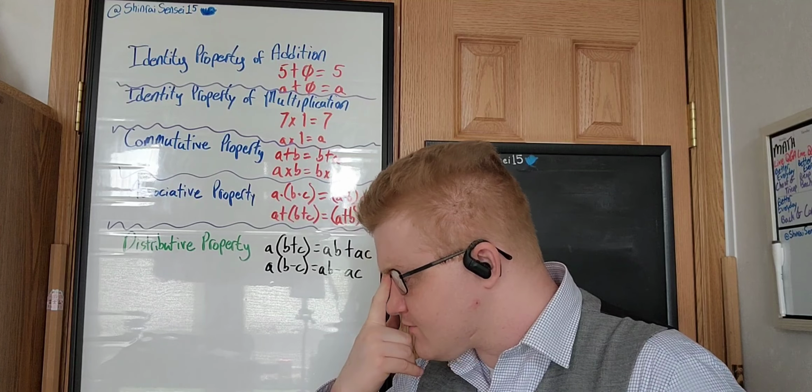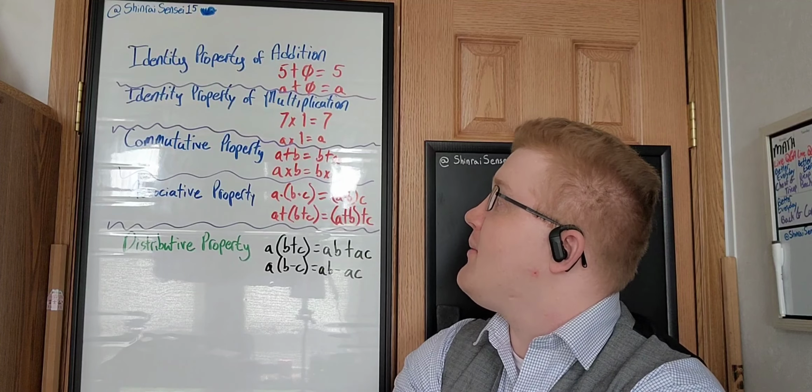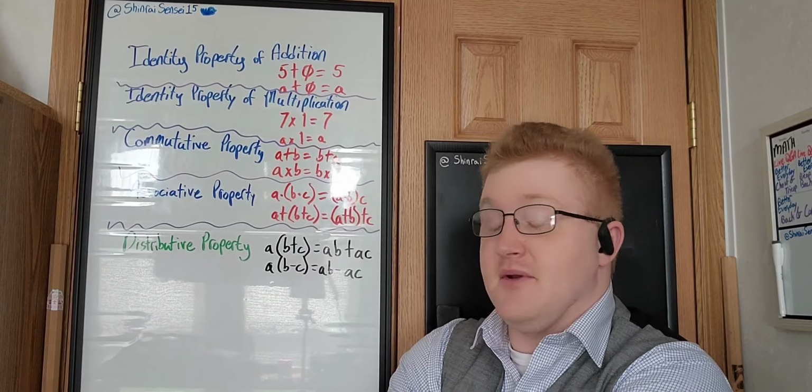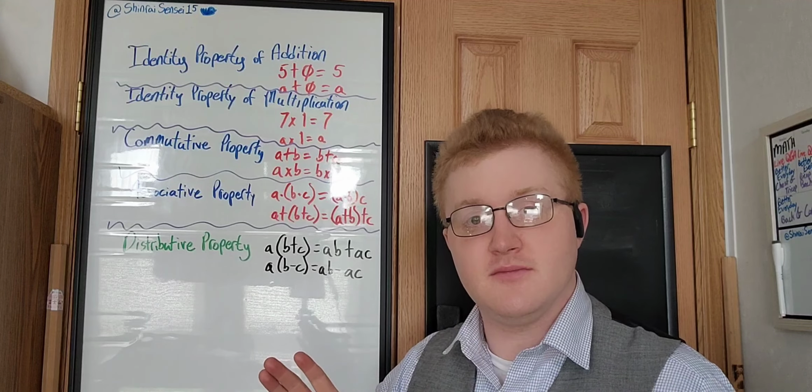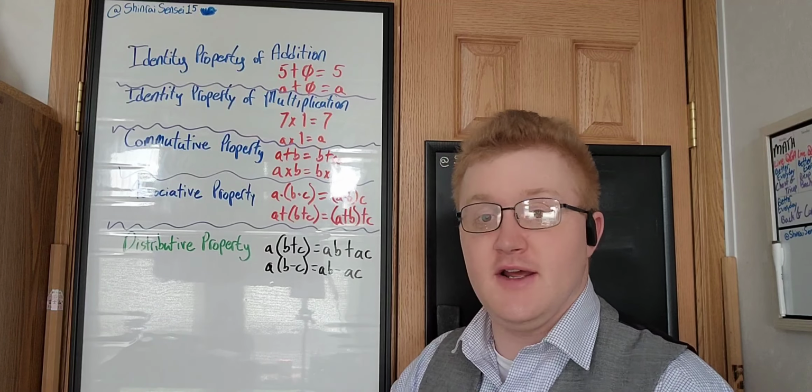So we'll go over the identity properties, the commutative, associative, and distributive properties, and we'll make it a super brief, super easy video today, all right?